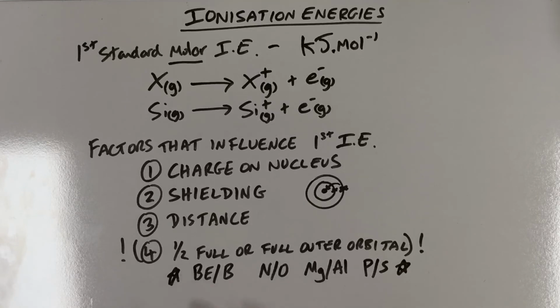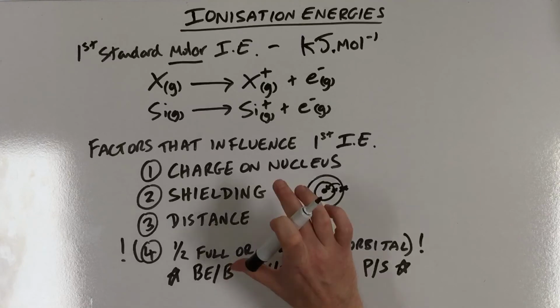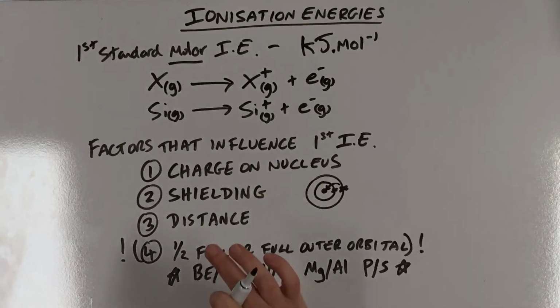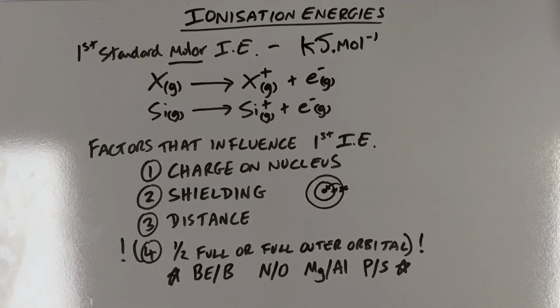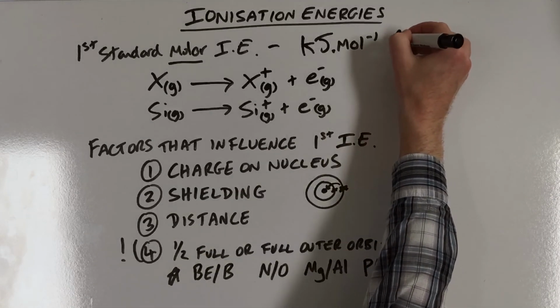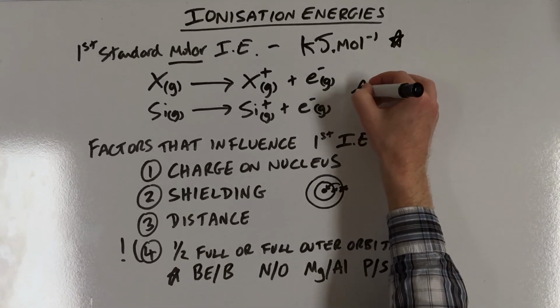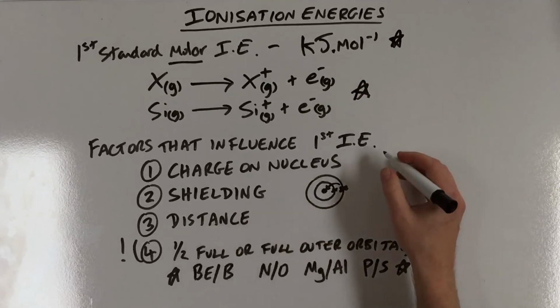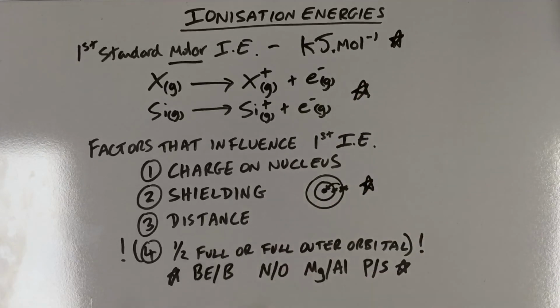The next 2 videos are going to be talking about the trend in ionization energies down a group and the trend in ionization energies across a period, and how we can use the balance of these to explain the difference in ionization energies. So know your definition. You must be able to write an equation and know the 4 or 3 major factors that influence ionization energy, and the 4th there that we can use to explain these 4 exceptions.